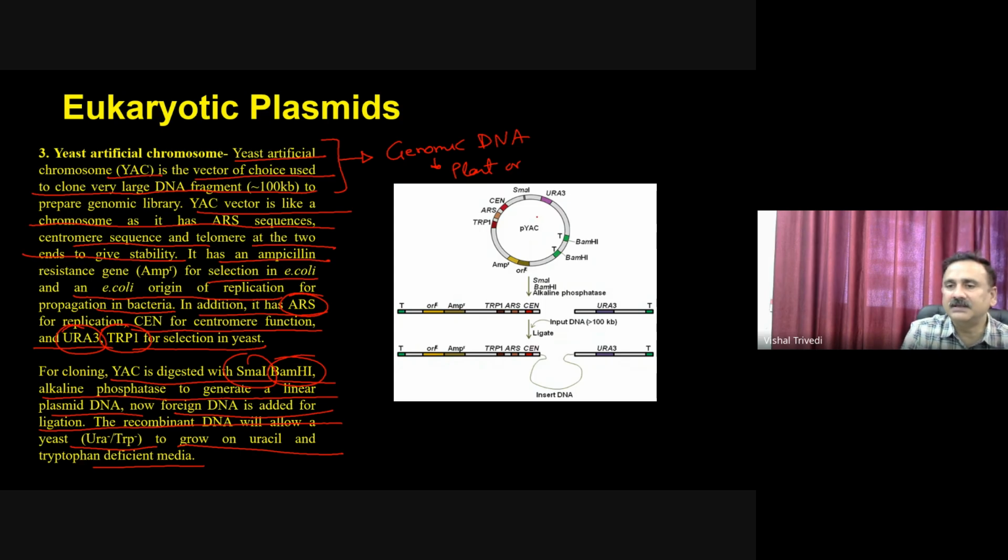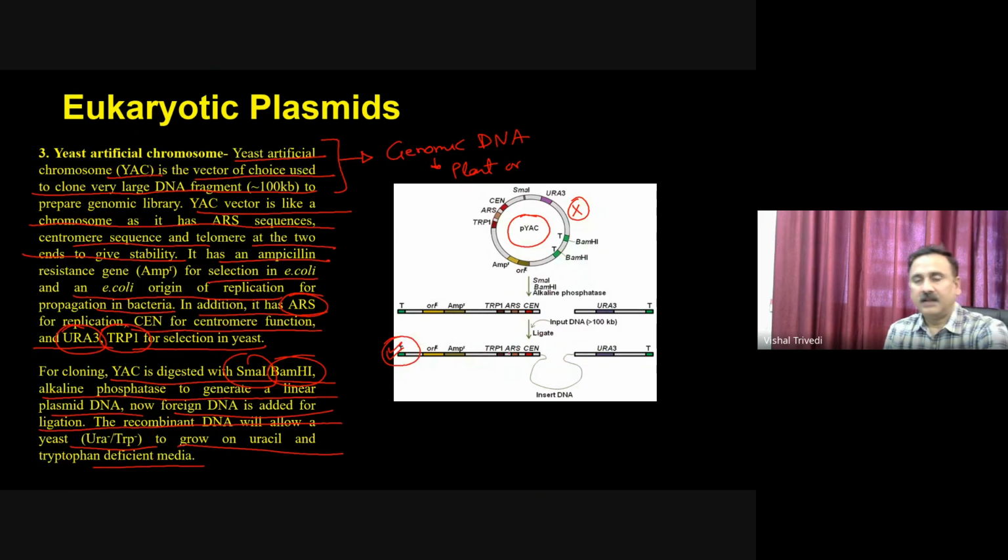So basically in a YAC vector, you digest this with SmaI and BamHI, and it forms the linear DNA, and then you integrate your input DNA, and that input DNA is going to integrate into these sites, right? And because of this, the cell is going to be able to synthesize its own uracil and tryptophan, and as a result will be able to grow on the uracil and tryptophan deficient media, whereas this will not. Okay, and as a result of this you can screen them.